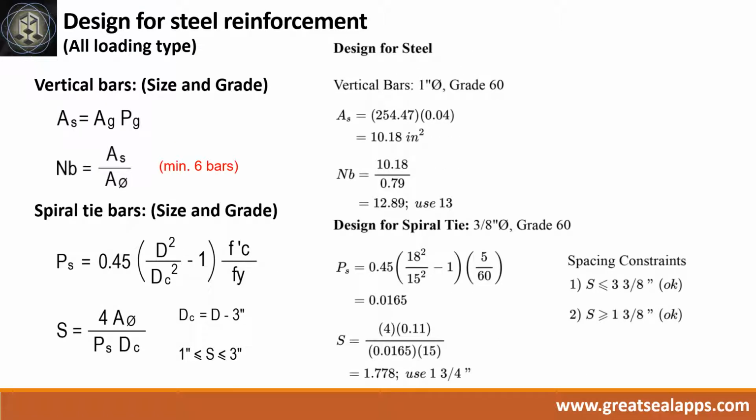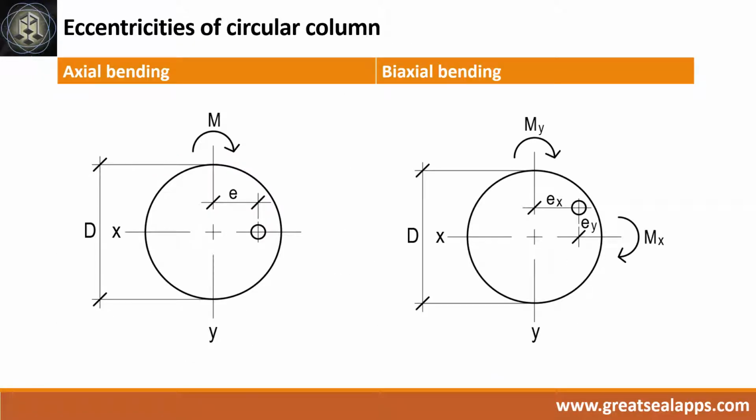Given AG equals 254.47 square inches and 4% steel ratio, the area of steel is 10.18 square inches. The number of bars for 1 inch diameter is 13. For 3/8 inch diameter spiral ties, the pitch is 1 3/4 inches. The minimum eccentricities for both x and y axis is 0.9 inch.